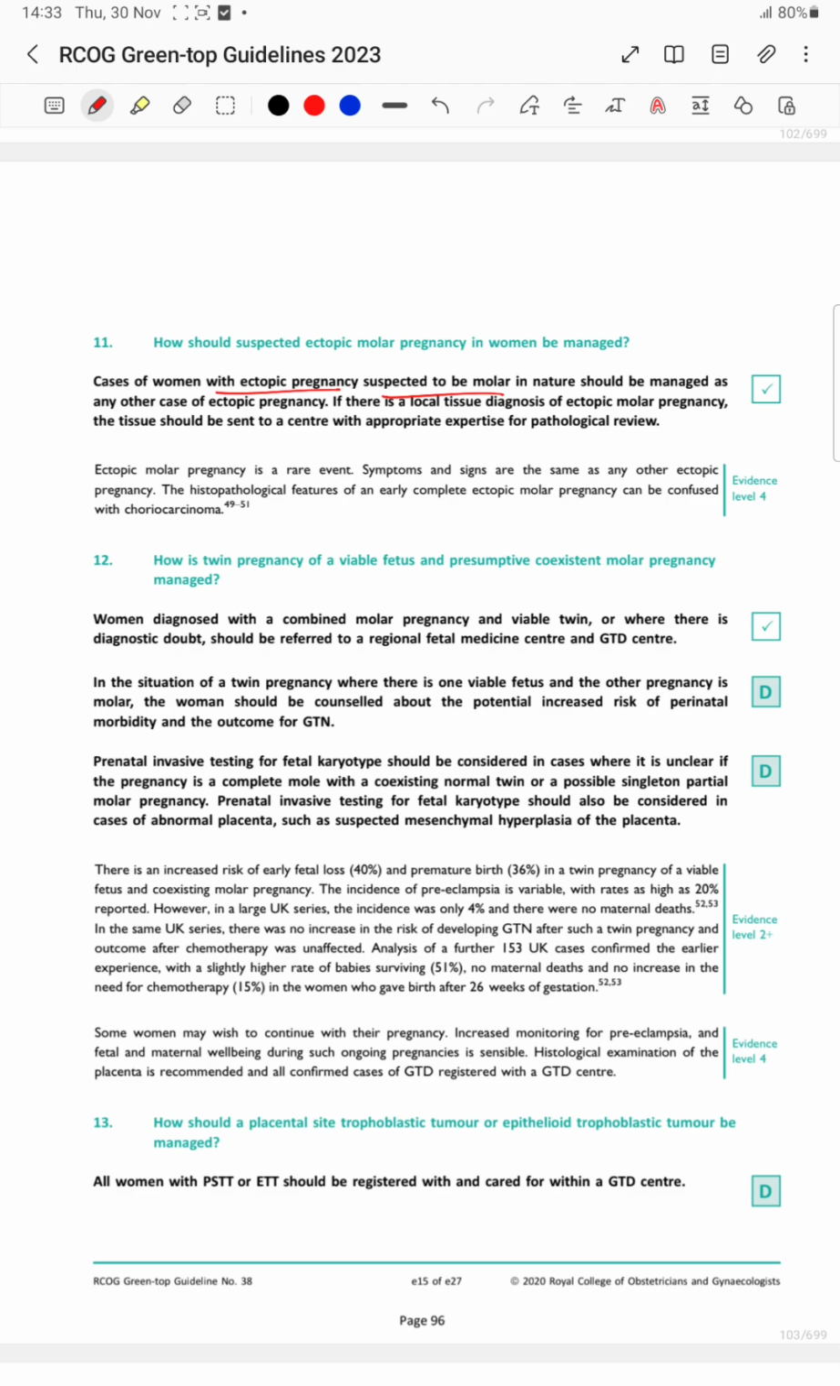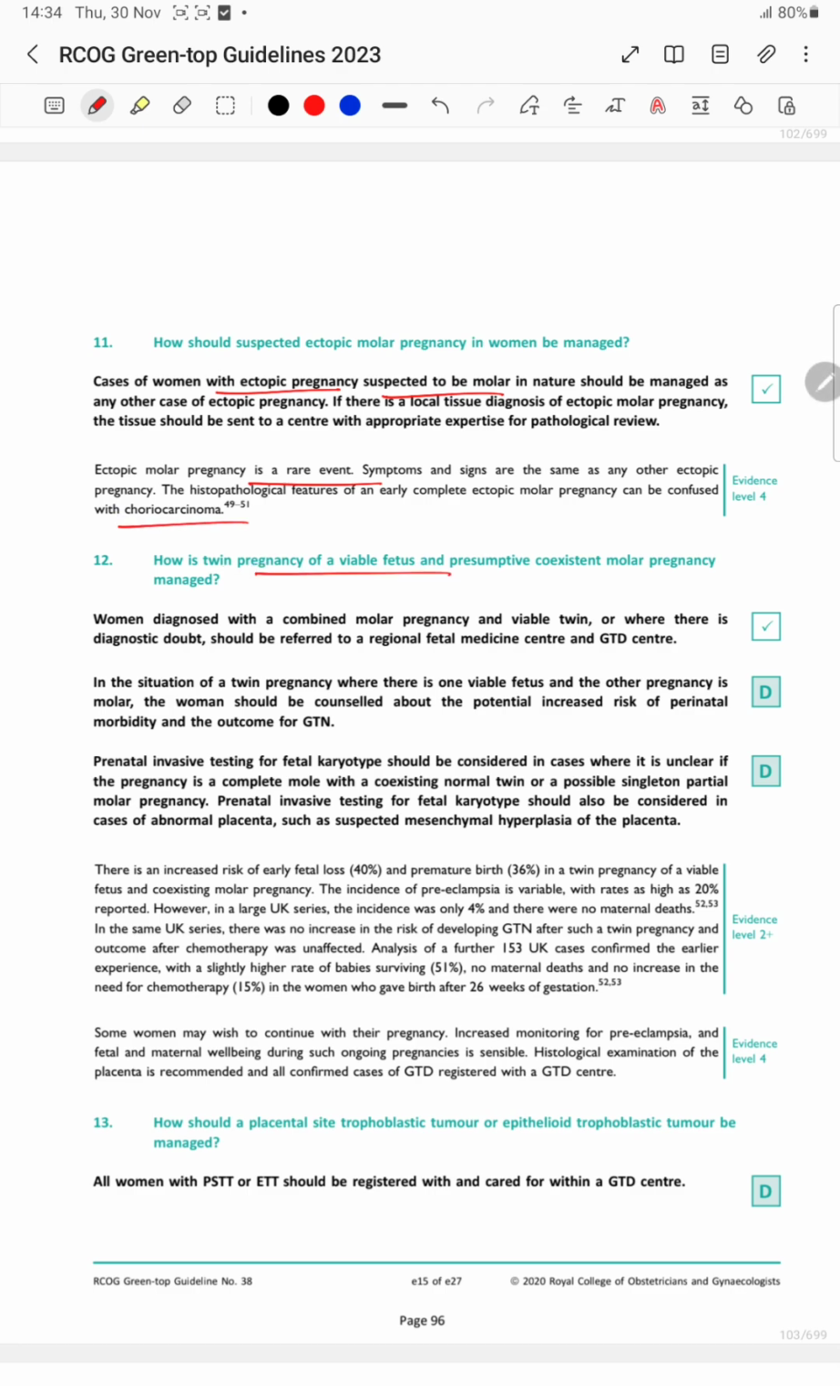If there is a local tissue diagnosis of an ectopic molar pregnancy, the tissue should be sent to a center with the appropriate expertise for pathological review. Ectopic molar pregnancy is a very rare event, and symptoms and signs are the same as any other ectopic pregnancy. The histopathological features of any early complete ectopic molar pregnancy can be confused with choriocarcinoma.